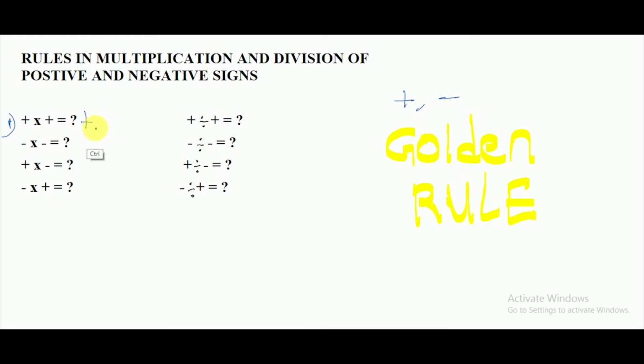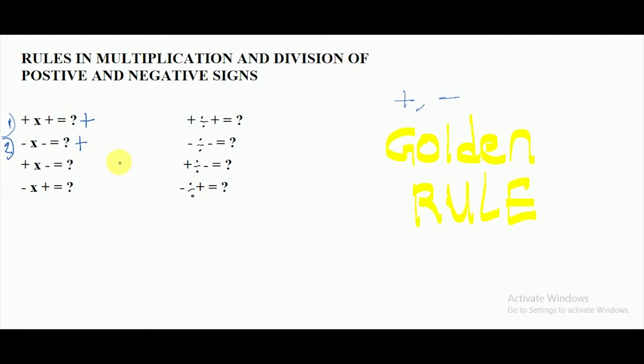Let me write that well. Yes, better now. Positive. Why? Because we have two identical signs multiplying themselves. The next one, number 2 here, says minus times minus. Remember again, look at it again. Two identical signs, which means it will give us a positive sign.